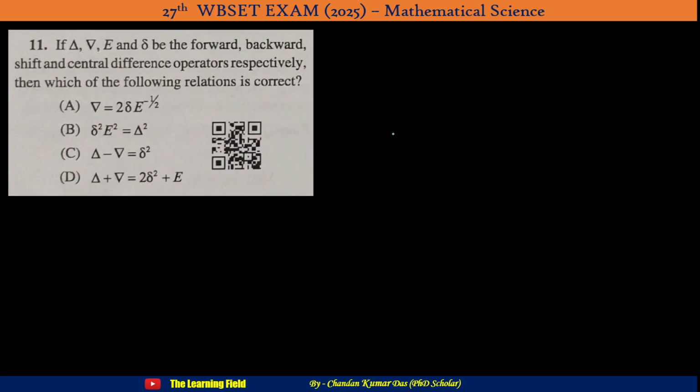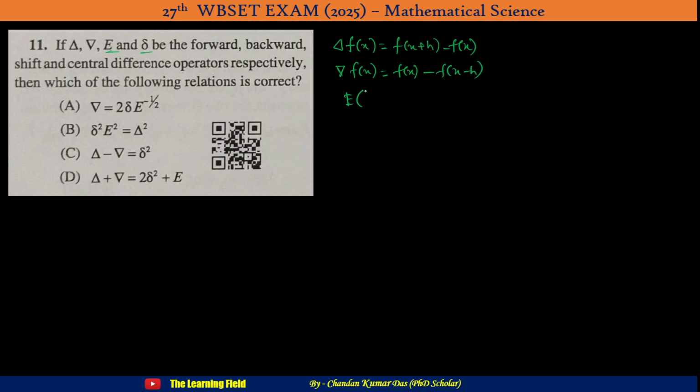Now question number 11. It says that if Δ, forward delta, backward delta, shift operator, and the finite central difference operator respectively, which of the following statements are true? So first we define these four results. Capital delta f(x) is equal to f(x+h) minus f(x). Backward delta f(x) is f(x) minus f(x-h).